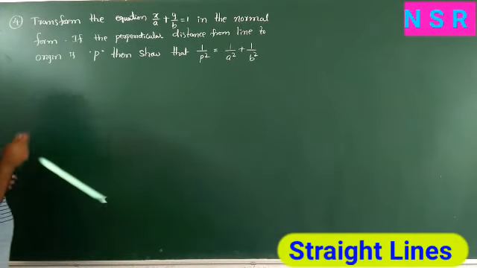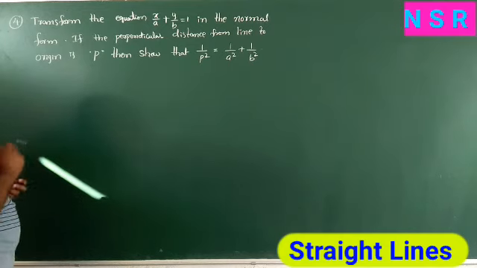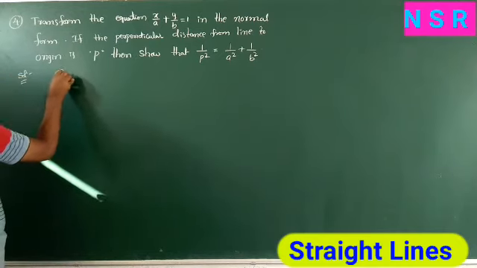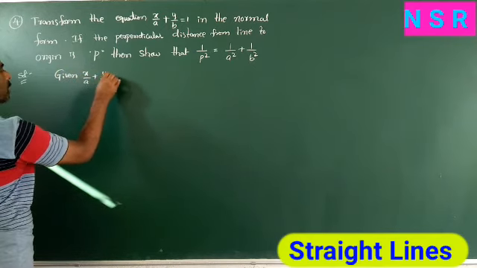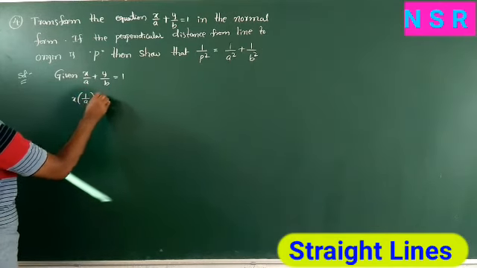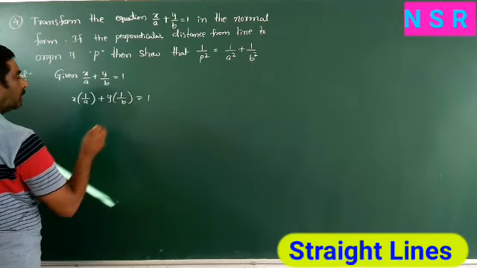Transform the equation x by a plus y by b equal to 1 into normal form, and also, if the perpendicular distance from the origin to this line is p, show that 1 by p square is equal to 1 by a square plus 1 by b square. Here the given equation is x by a plus y by b equal to 1. Write it as x into 1 by a plus y into 1 by b equal to 1.